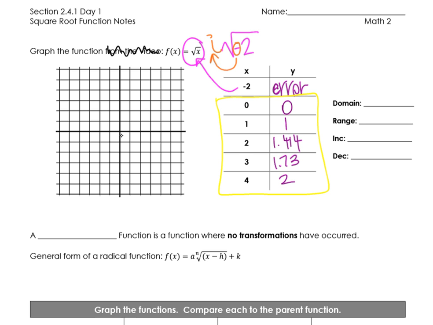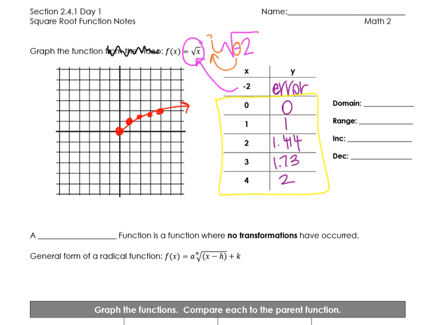So we are going to focus on graphing what we can. We have the point (0, 0). We have the point (1, 1). And then (2, 1.4), so you can eyeball it. (3, 1.73), and then (4, 2). So your graph looks like that.